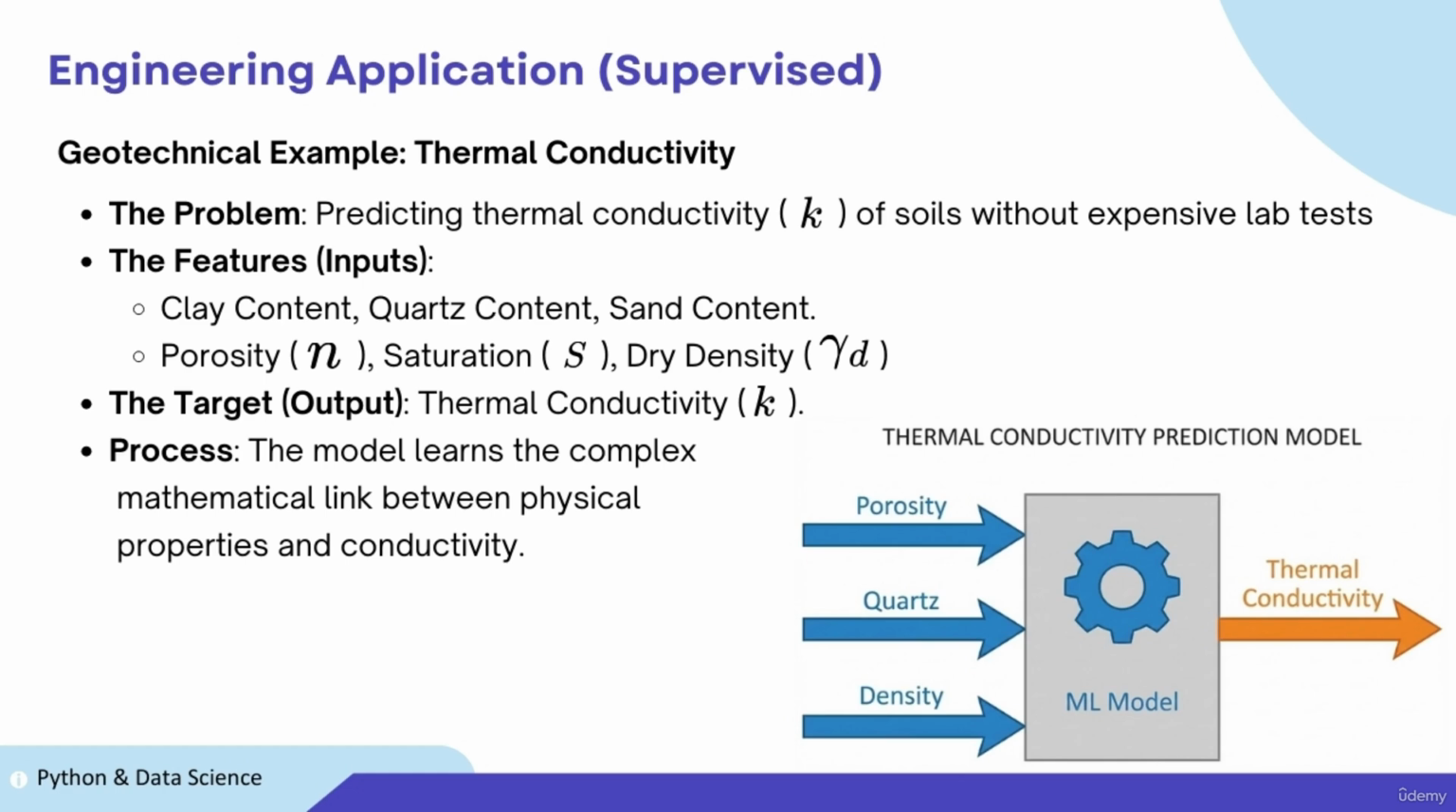On the left, we have our features, or inputs. These are easier to measure. Porosity, denoted by N, saturation, denoted by S, dry density, denoted by gamma subscript D, and mineral content, like quartz. We feed these into the machine learning model. The model learns the complex nonlinear function connecting these physical properties to the conductivity. Once trained, you can predict K instantly just by knowing the basic density and porosity.